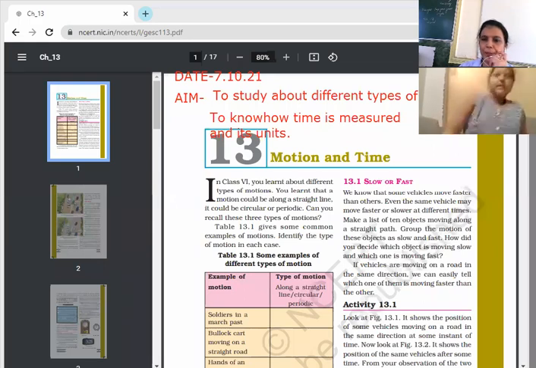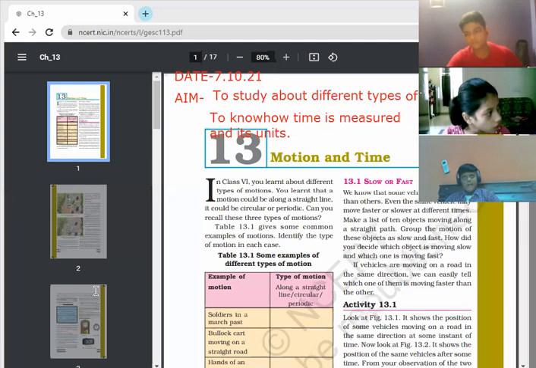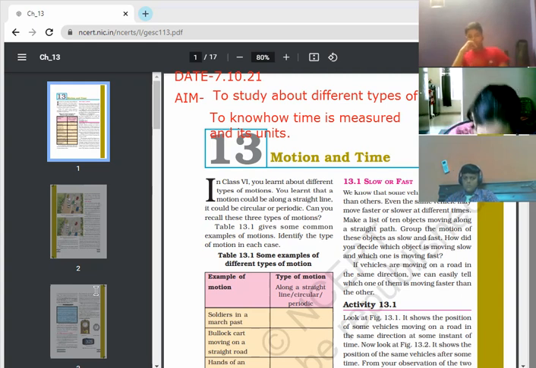The aim of the chapter is to study different types of motion. The second thing is to know how time is measured in different ways and about its units. One thing more, we are going to study new terms, that is speed and distance. So this is the new chapter we are going to start, motion and time.